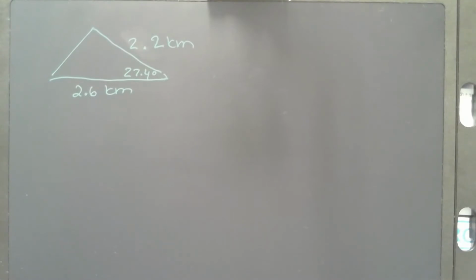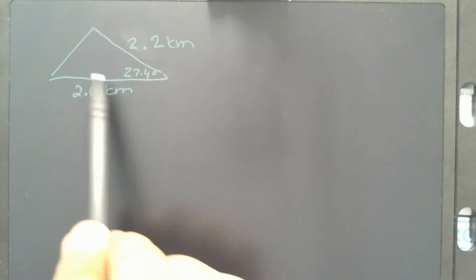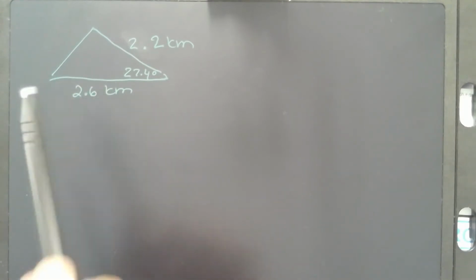Do we have sufficient information to help us solve for the missing side and the missing angles? Yes or no? Yes. How? We have two sides and then an angle. Alright, so let's think about the things that we have learned before. Can you apply the Pythagorean theorem here?